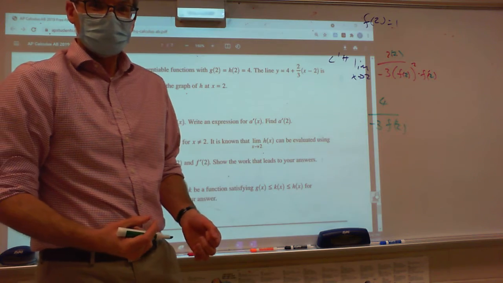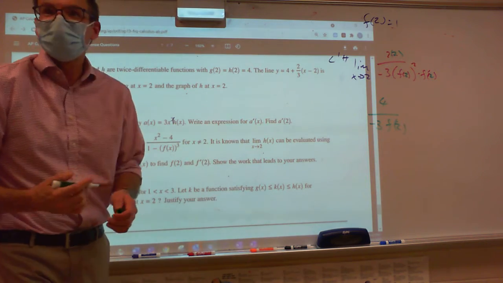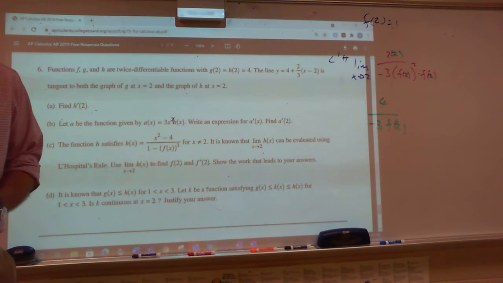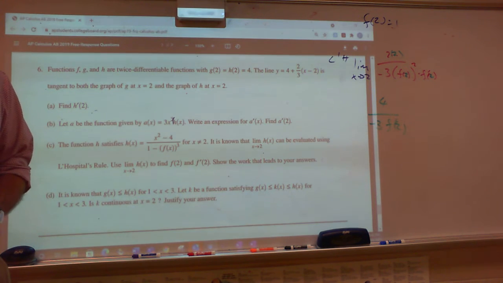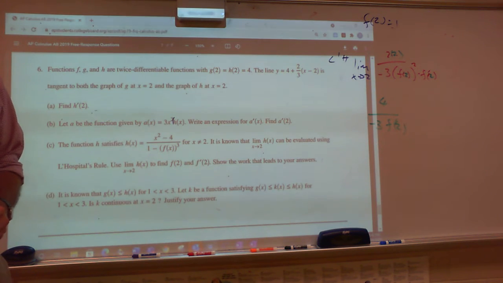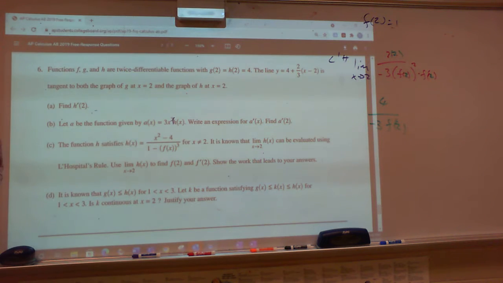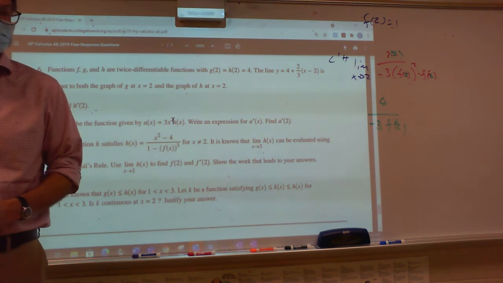So now here's the part that I had to look up. What is the limit as x approaches 2? As x approaches 2? What is limit asking? What is limit looking for? Limit is always looking for a y value.